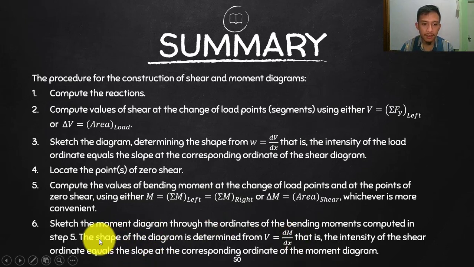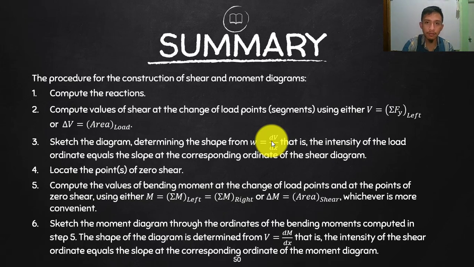Okay, so sketch the moment diagram to the ordinates of the bending moments computed in step 5. The shape of the diagram is determined by your V. The slope of the moment diagram is the intensity of V. Just like here, for us to know if that will be going up or down, or if that is a curve, is that concaving downward or concaving upward, we will know that one.